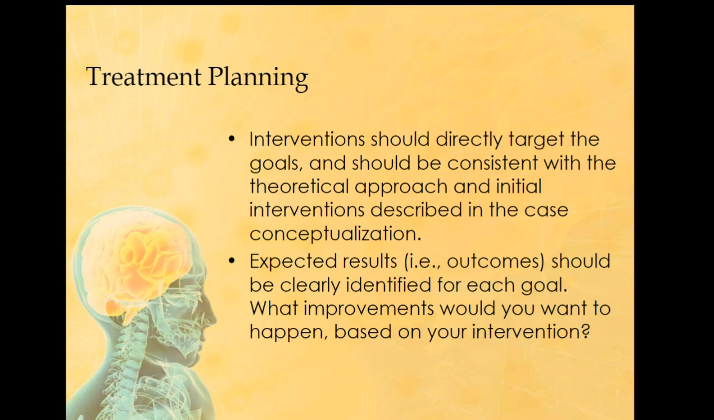And then the next section is the expected results. These would be the outcomes, and these should be really clearly identified for each goal. What improvements would you want to happen based on your intervention? Really keep the end in mind when you're writing that, and just make sure that you are progressing through treatment with markers for success. Because if we don't have measurable results, we don't know when the client is achieving them. And then it's really hard to justify continued sessions to an insurance company. And if you're struggling with this, you can think through what would it look like if the clients made some improvements. We'll give you some examples.